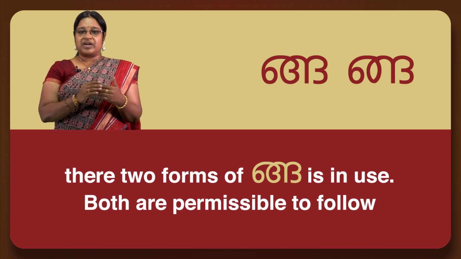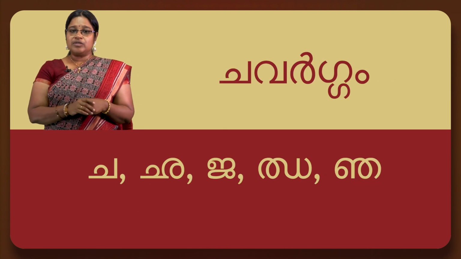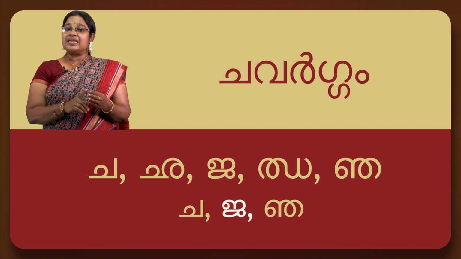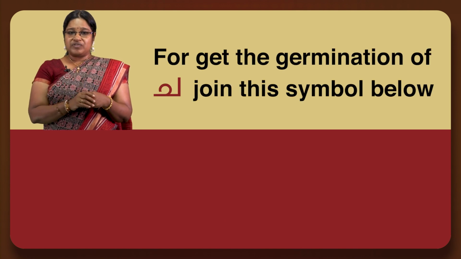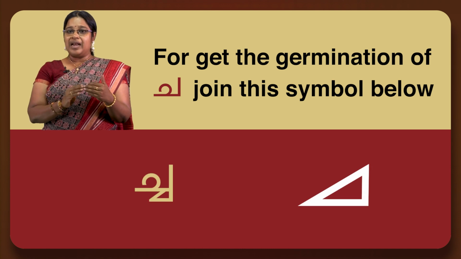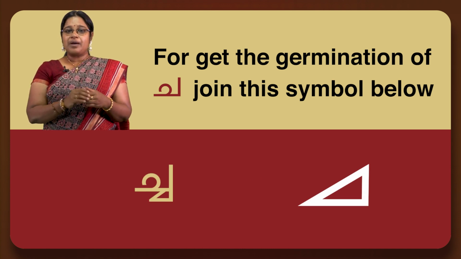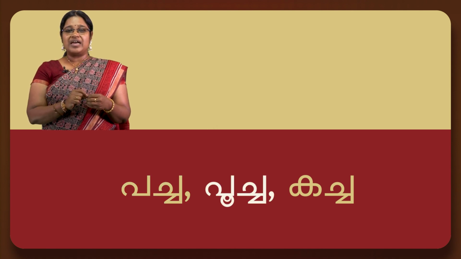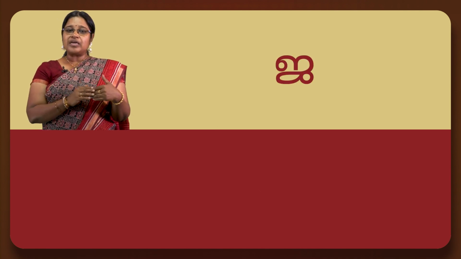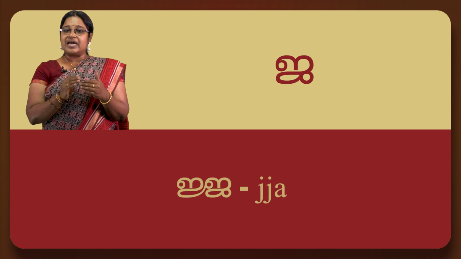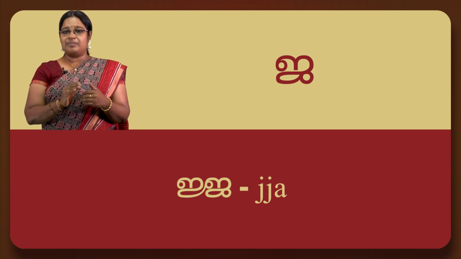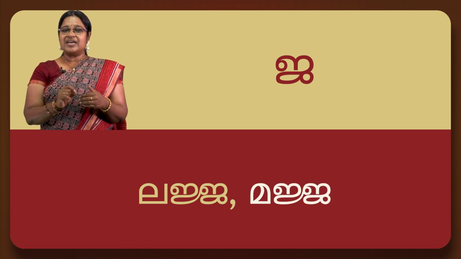Come to the next vargakshara, it is chavargam. In this group, cha, ja and nya letters have geminated forms. To get the gemination form of cha, just join this symbol below the letter. Example words: pacha, poocha, kacha, etc. Next letter is ja. When you write two ja letters next to each other without lifting the pen between them, it makes the sound jja. Example words: lajja, majja, etc.